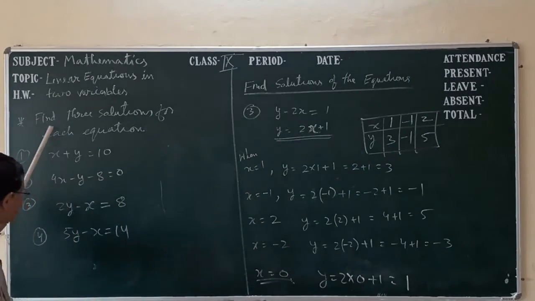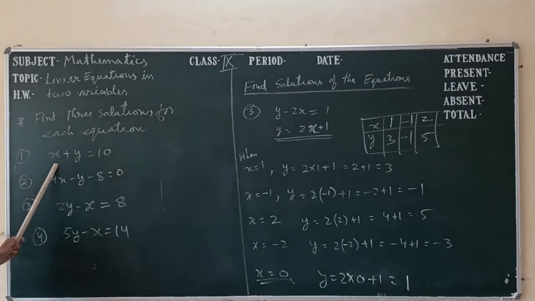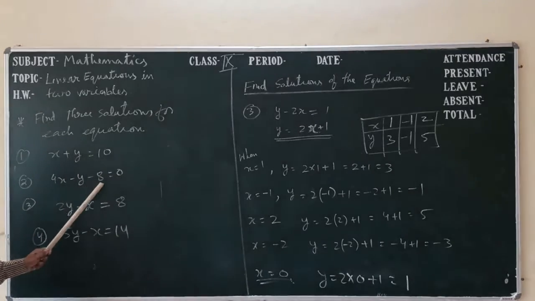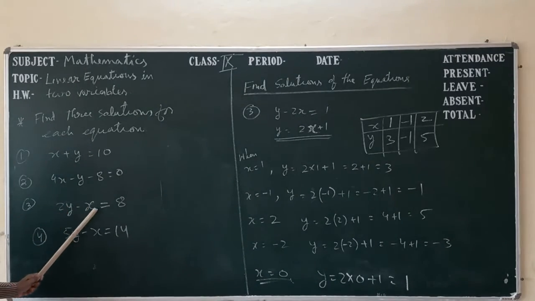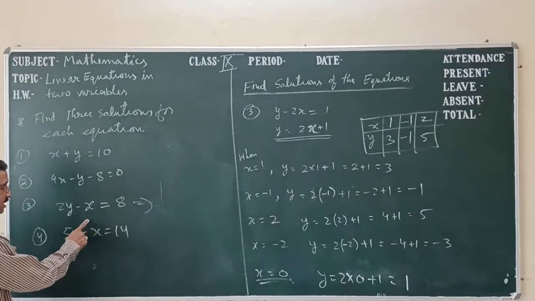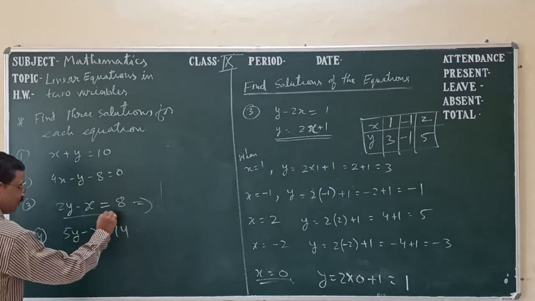Some questions I have given you. Look here. x plus y is equal to 10. 4x minus y minus 8 is equal to 0. 2y minus x is equal to 8. And 5y minus x is equal to 14. So these are the equations. You solve these equations. You can change these equations in such a way. Look here. I am giving you this one particularly.